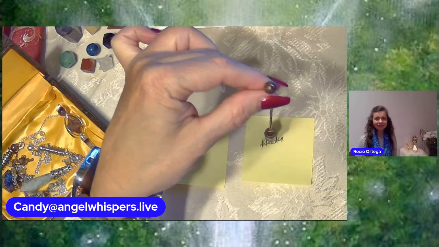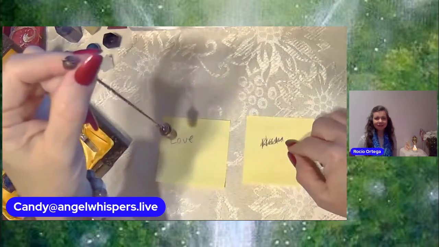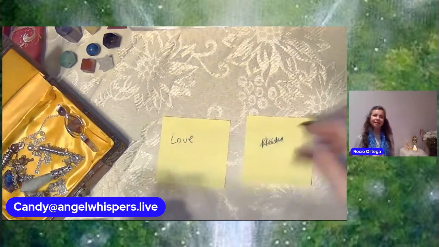It doesn't move. It's not negative or positive. It doesn't have any energy anymore because we crossed it out. Isn't that freaky?